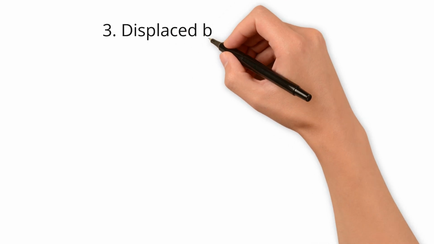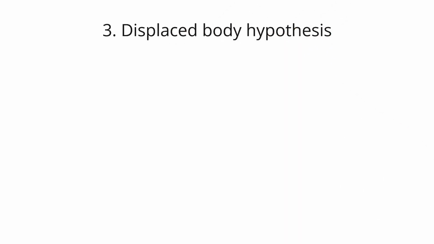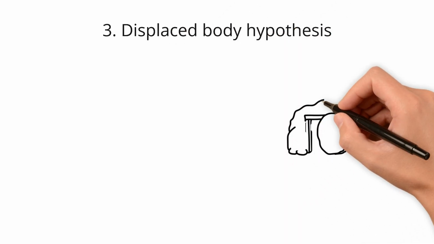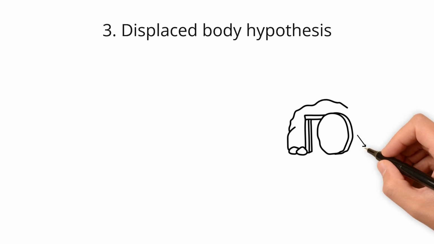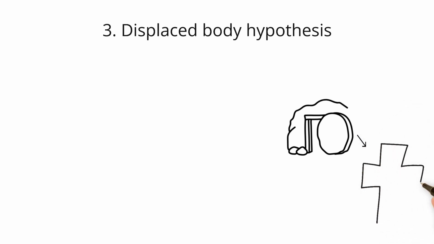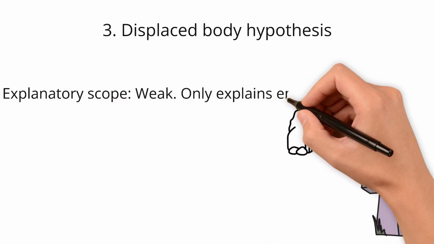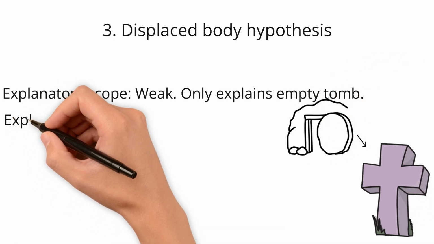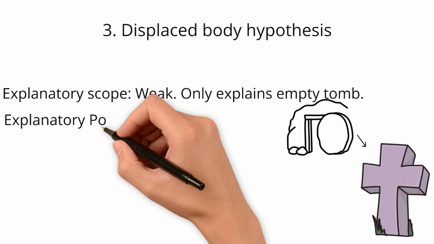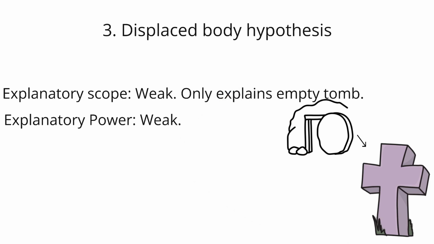Number 3, displaced body. After Joseph of Arimathea buried the body in the tomb, the body was later moved to a common graveyard and forgotten. The explanatory scope of this theory is weak. The only thing it explains is the empty tomb, not the appearances of Jesus, the origin of the disciples' belief in the resurrection, or the conversions of skeptics and enemies of Jesus.